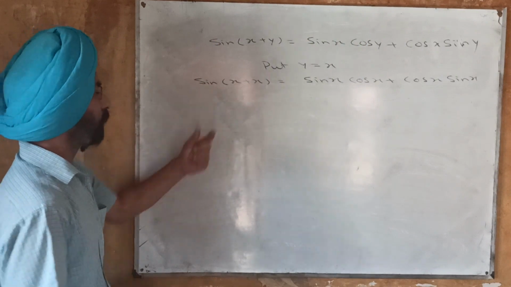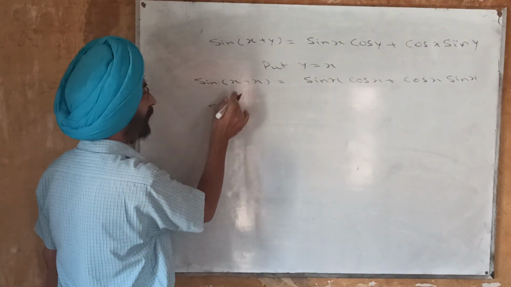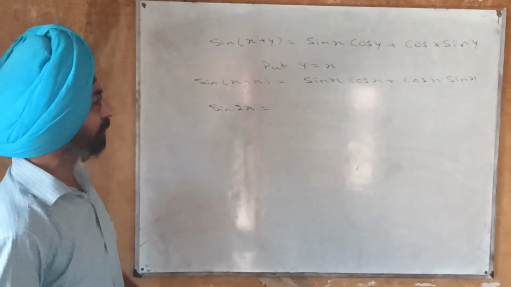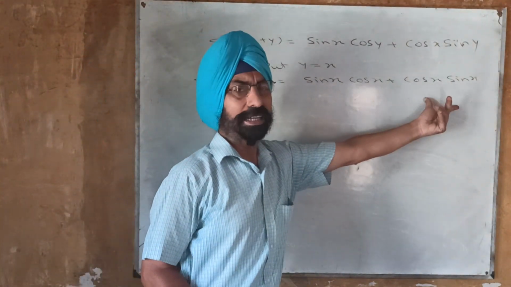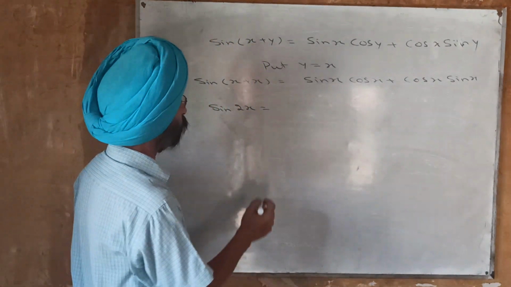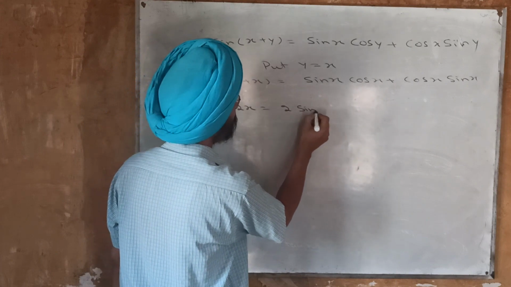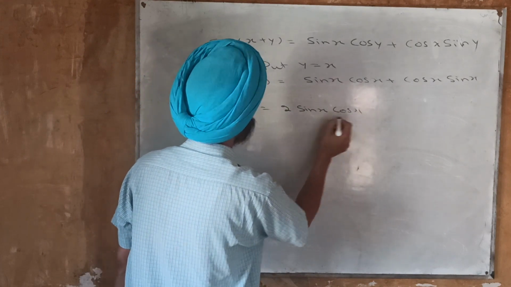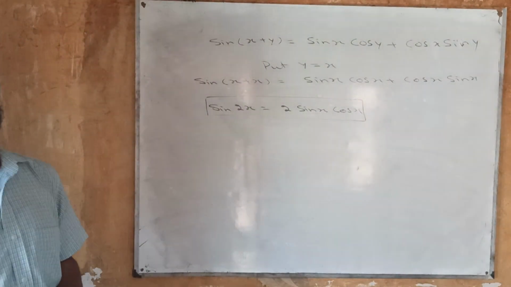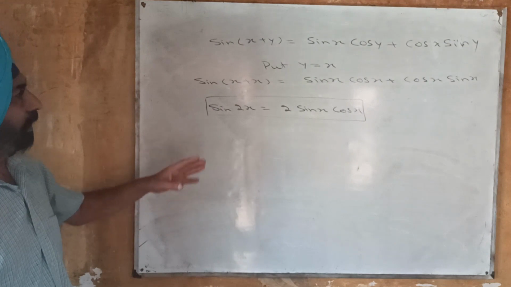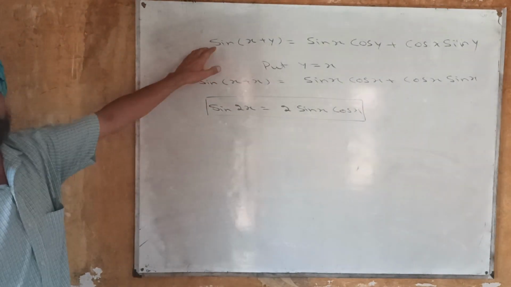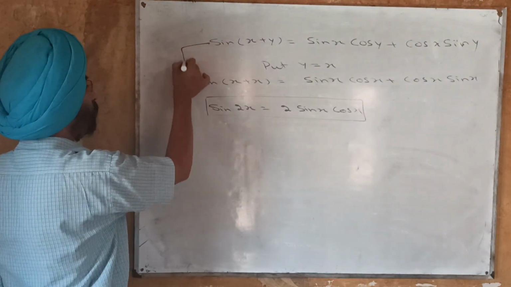So what we are going to get now, sin x plus x is 2x, and on the right hand side you are having sin x cos x plus again sin x cos x. So sin x cos x plus sin x cos x will become 2 times sin x cos x. So it is another important result for twice of the angle, sin 2x. Once again, keeping this in mind, I am again starting from here.